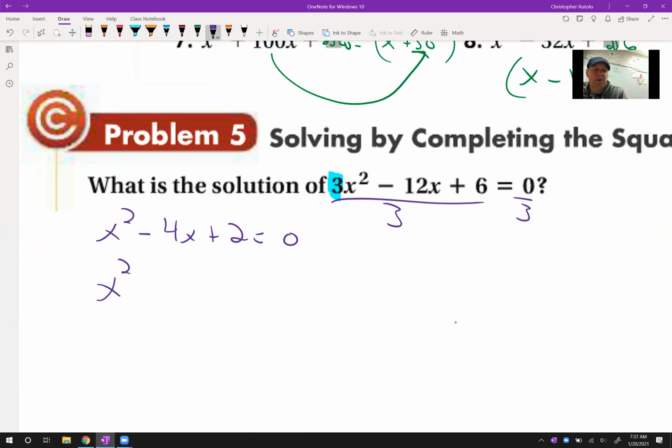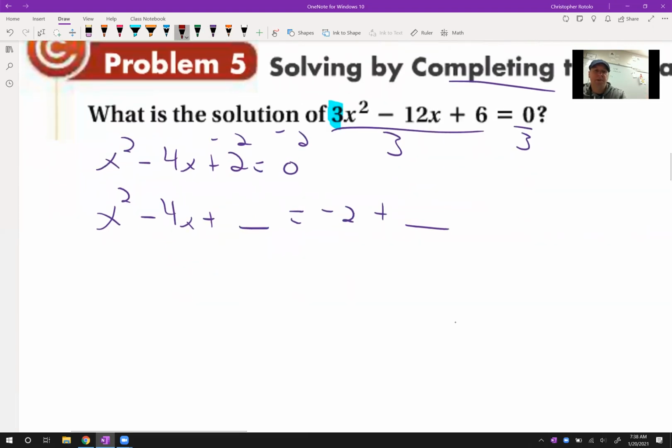Okay. x squared minus 4x plus blank equals negative 2 plus blank. So what I did is I subtracted the 2, because when I complete the square, I want the x squared and the x term on one side, everything else on the other. So it breaks the pattern. Everything else we were doing, we wanted to have it equal to 0. This one, not so much.